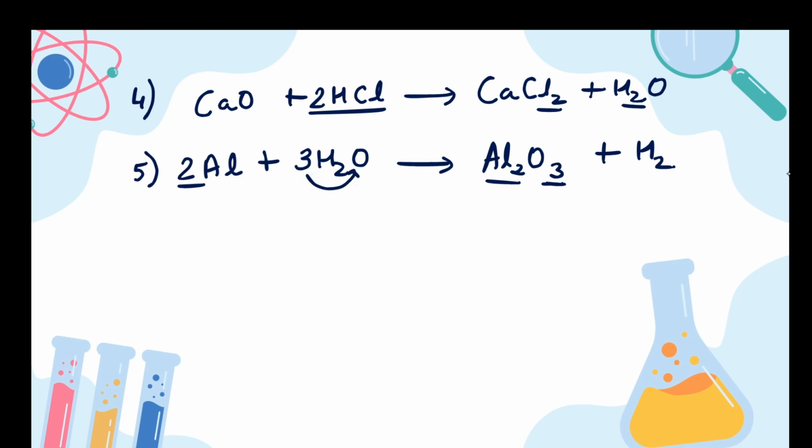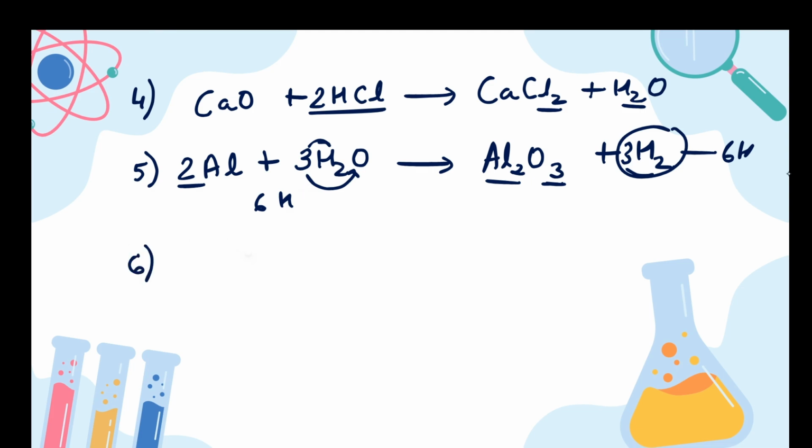Now hydrogen has become how much? 6 hydrogen. Hydrogen is 6. So here we will add 3 in order to balance our hydrogen. So here also hydrogen became 6 and here also it is 6. So the reaction is balanced.